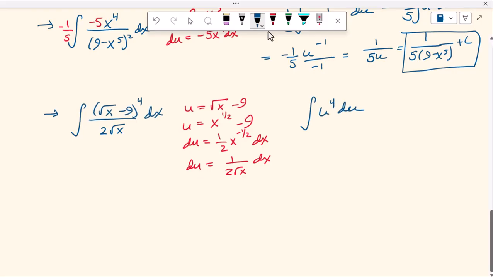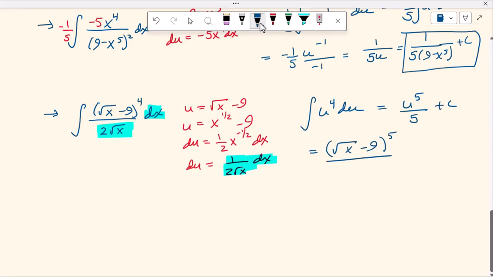So my substitution, what I have here, all of this is my du. Now notice that this is in the denominator, and it does need to be in the denominator over here as well. So we'd just go ahead and integrate, add 1, divide by the sum using that power rule. And then from the power rule, I can take that substitution back in. So u to the fifth over 5 plus c.